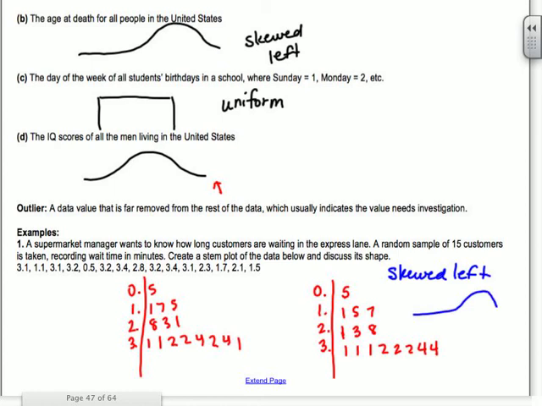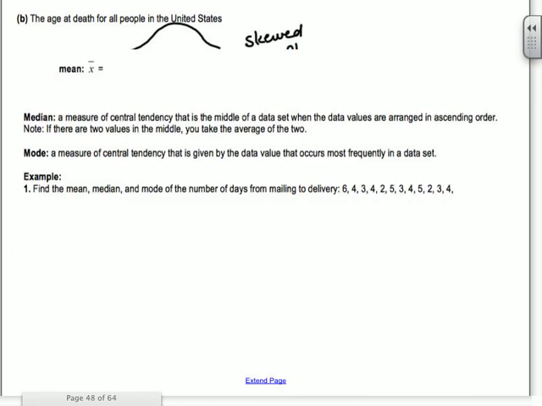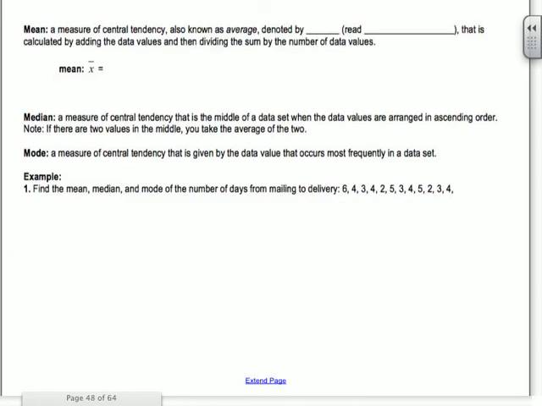Okay, the mean. The mean is a measure of central tendency. Central tendency means mean, median, and mode. The mean is also known as the average. We denote this by x with a bar on top, kind of like we did with complement when we talked about probability. And it's read x bar.